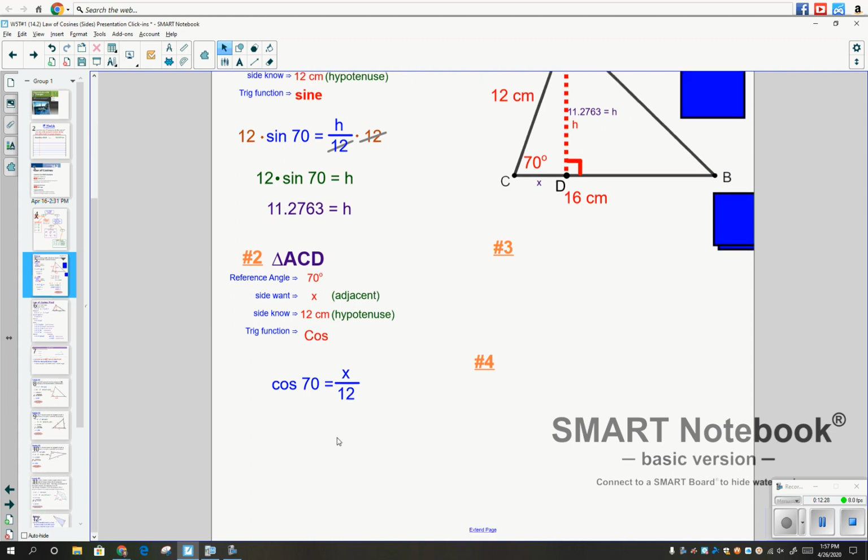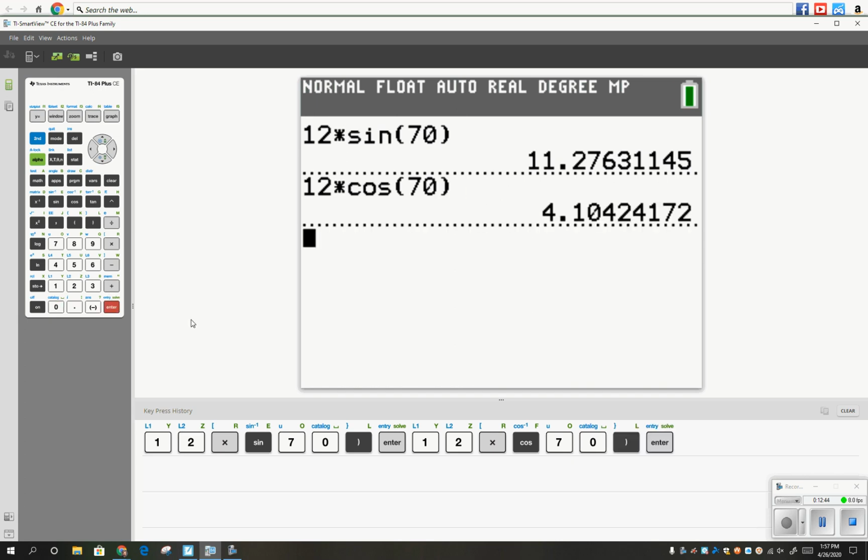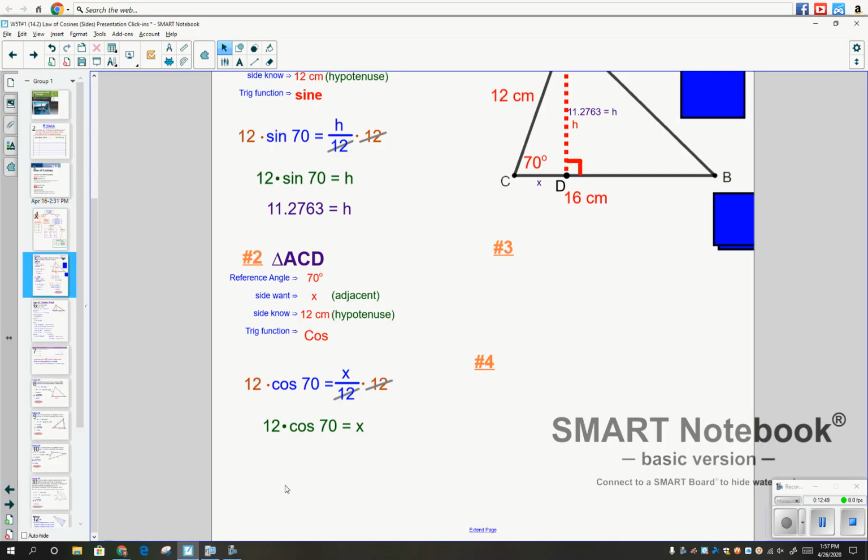Well, let's go ahead and solve. Multiply both sides by 12 to clear fractions. I get 12 times cosine of 70. Let's type that into my calculator. 12 times cosine 70 equals 4.1042. Because I'm using rounded decimals, and I'm going to be using those later on, I am rounding to 4 decimal places. Okay. The more decimals you use, the more accurate it will be at the end. So I've got 4.1042.